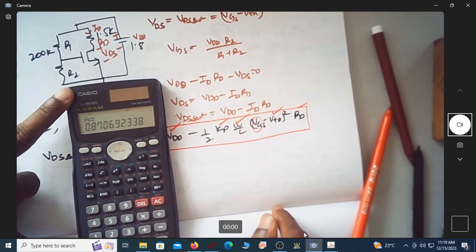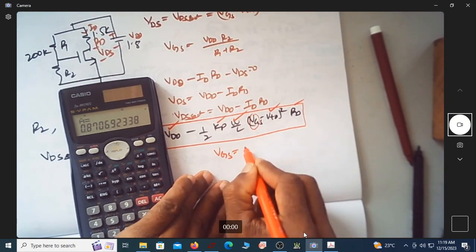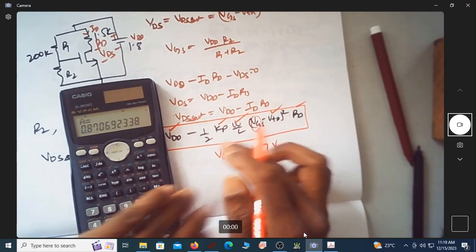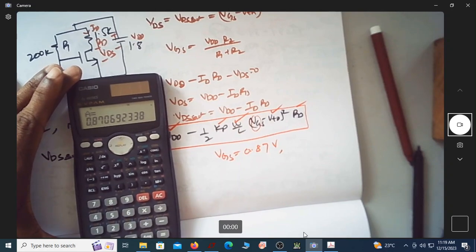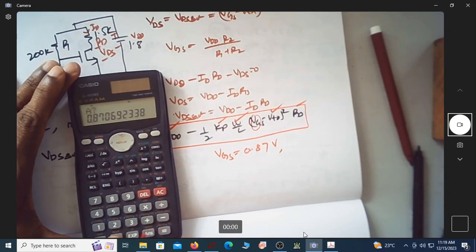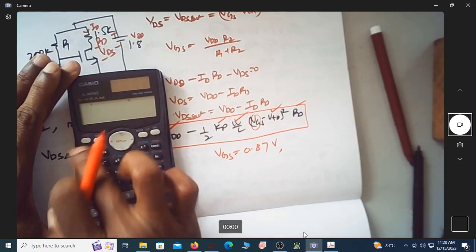So I'm getting the value of VGS as, VGS is coming out to be 0.87 volt. Since it's a quadratic equation, I'll get one more value of VGS. Let me find that also. To find that other value, let me equate these to some negative number. Again equals, shift calculate.